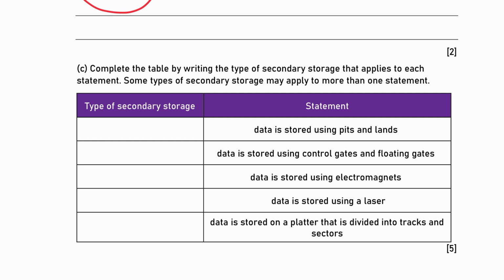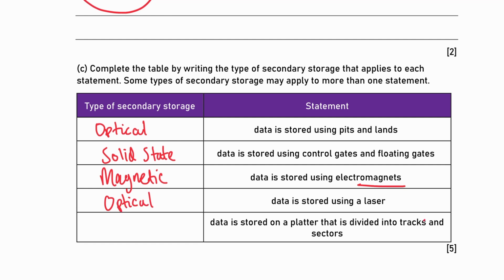Next up are some descriptions. We need to label what type of secondary storage is being described, and the term pits and lands refers to optical storage, control gates and floating gates. Well, I just mentioned Boolean logic. You should remember logic gates, and that is solid state. Electromagnets, clearly magnetic. Data is stored using a laser, is optical. And then the tracks and sectors we've just mentioned is also magnetic.